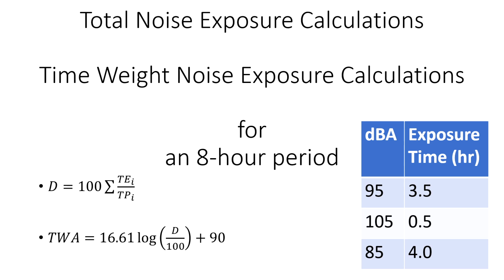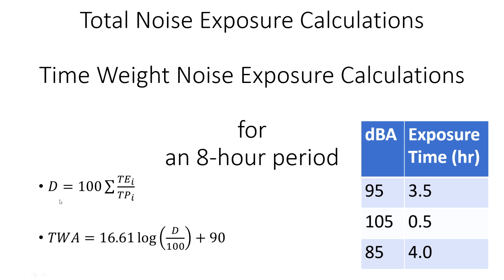Let's say someone is exposed to 95 decibel for 3.5 hours, and then 105 decibel for about half an hour, and 85 decibel for 4 hours. So the person is kind of rotating different machines and getting exposed to different levels of noise for the 8-hour period. How do we add this situation? So what is the total exposure for the 8-hour period?